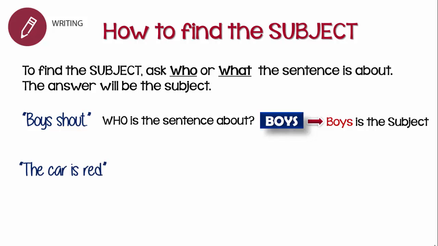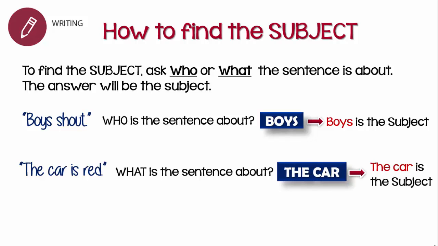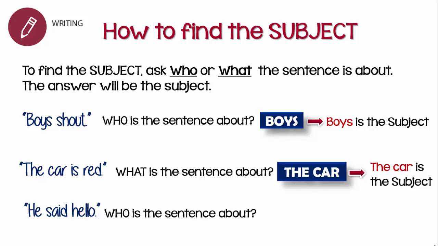The car is red. What is the sentence about? The car, so the car is the subject. He said hello. Who is the sentence about? He, so he is the subject.